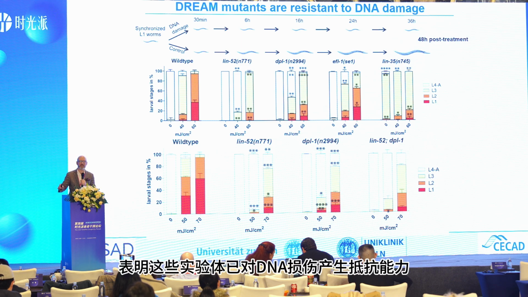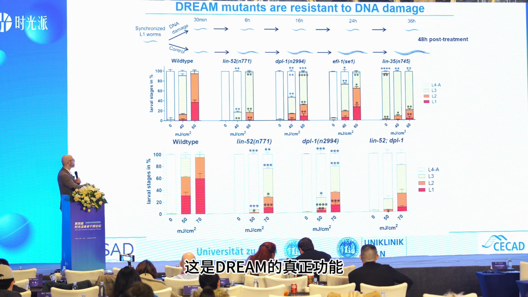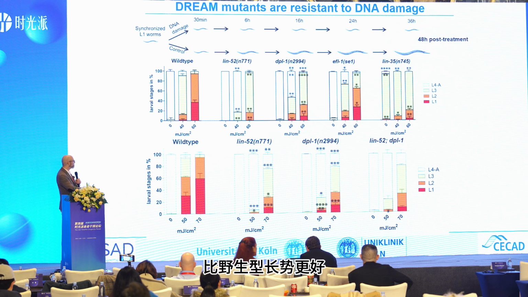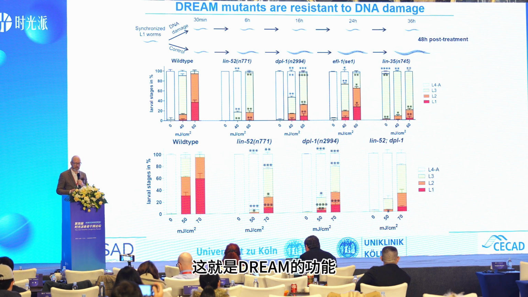indicating they are now resistant to UV damage. This is a bona fide function of DREAM because of epistasis: lin-52 and dpl-1 mutants show better development than wild type, indicating they are resistant. The double mutant shows the same resistance, so it's a single gene function.